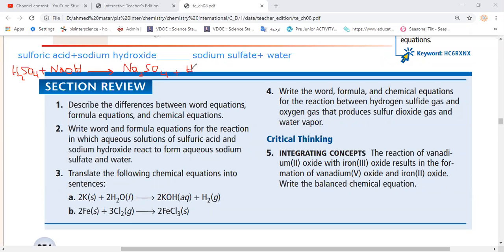H2O, that's water, great. So like this, do we finish? Is the equation done, or do we still need to do something? Check the amount of every kind of element. Okay, is the equation balanced or not?